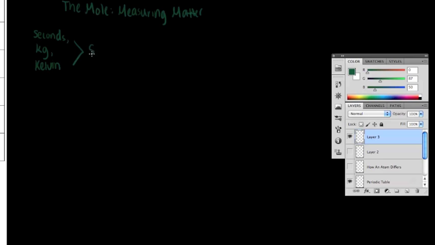The main thing they have in common is that these are all SI units. They're units used in an international system, and the mole is one of these units. So the mole is just to account for an amount of substance.